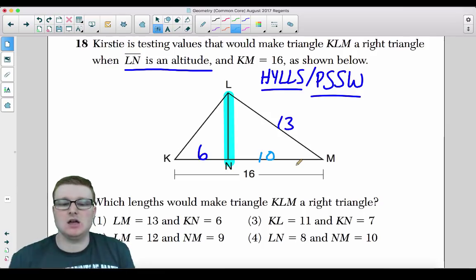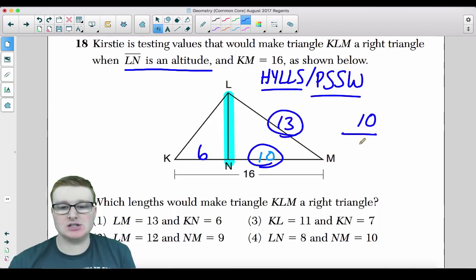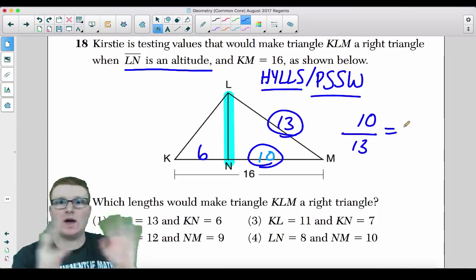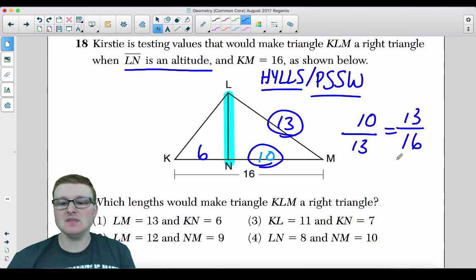Let's talk about this. If I were to use the Hills or the Passois method, let's use part over segment equals segment over whole. So your part is the 10, your segment is the 13, which the segment is always by itself, away from everything else, equals 13 over the hypotenuse, or the whole thing in this case, which is 16. Is 10 over 13 equal to 13 over 16?